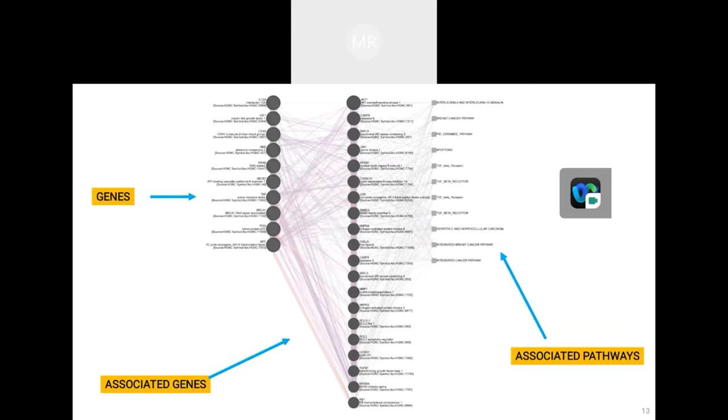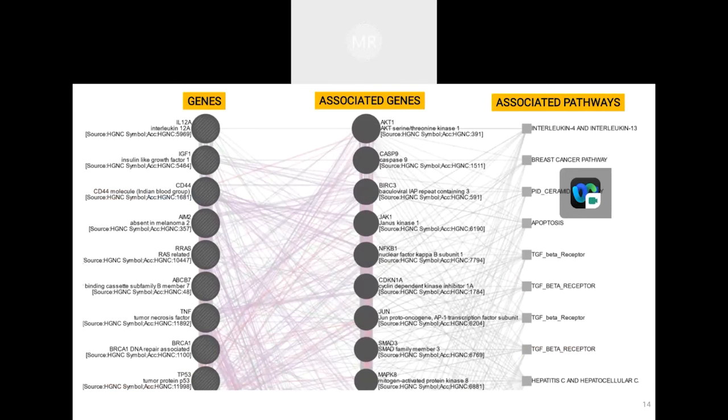This is the same graph but with a different layout. A zoomed-out picture of that graph. The genes are represented with circular nodes with edges on them. The second column represents the associated genes in black color, and the third represents the associated network pathways in square gray boxes.